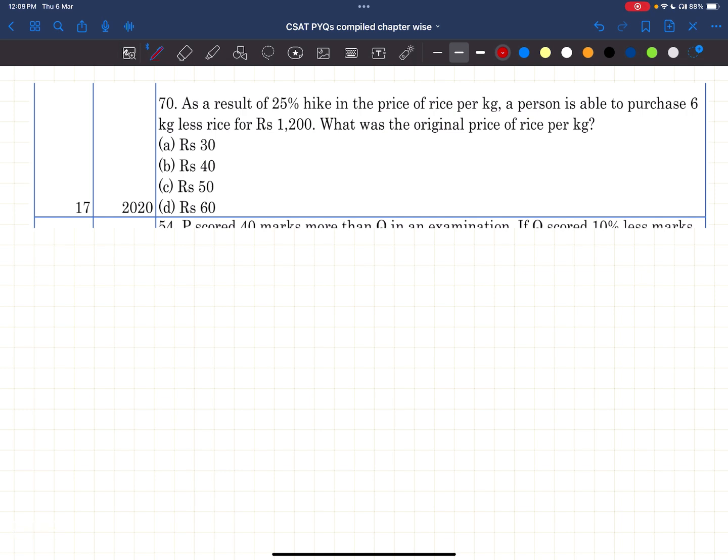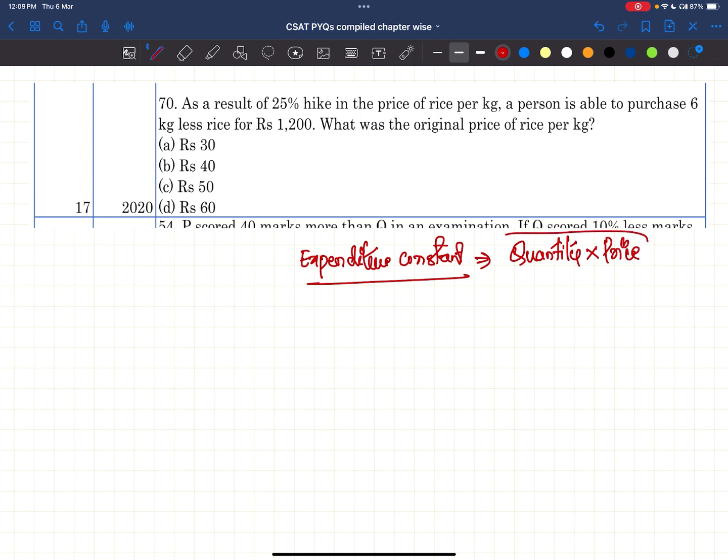As a result of 25% hike in the price of rice per kg, a person is able to purchase 6 kg less rice for 1200 rupees. What was the original price per kg? See, simple. Expenditure is constant. That means quantity into price is constant. That means P1 Q1 equals P2 Q2.